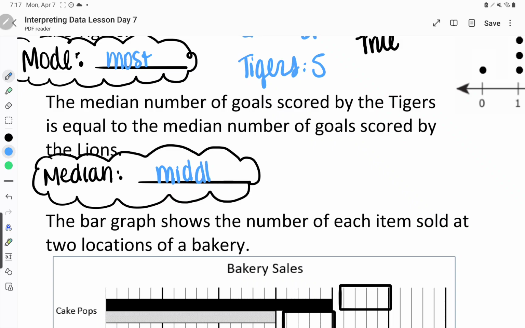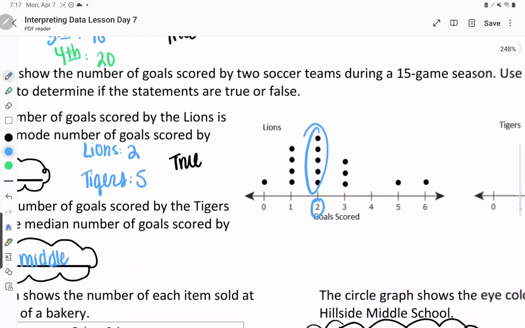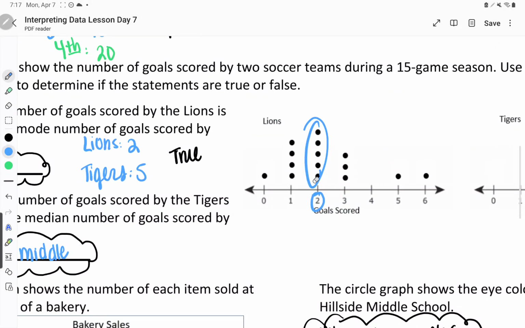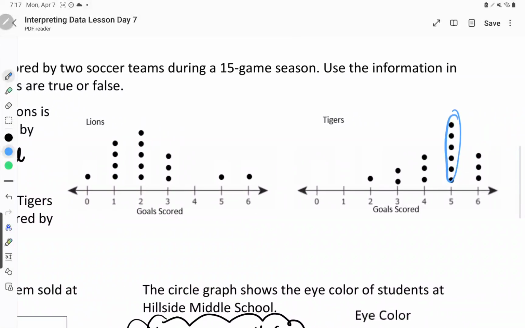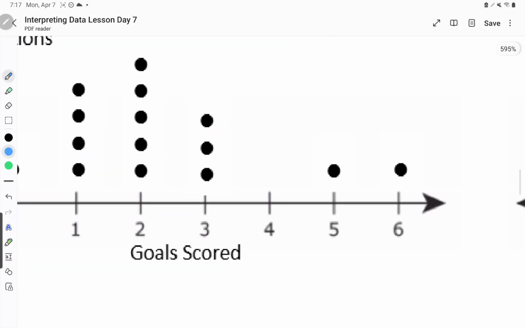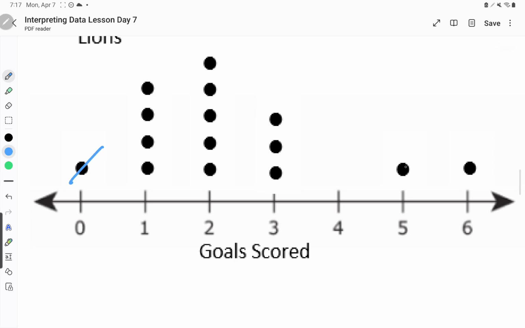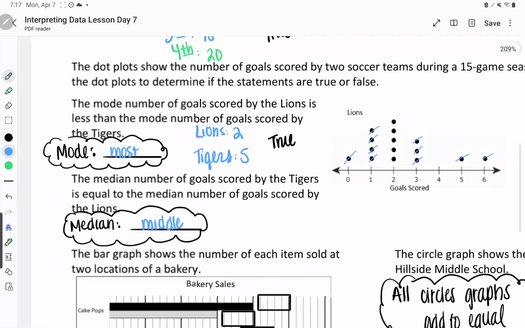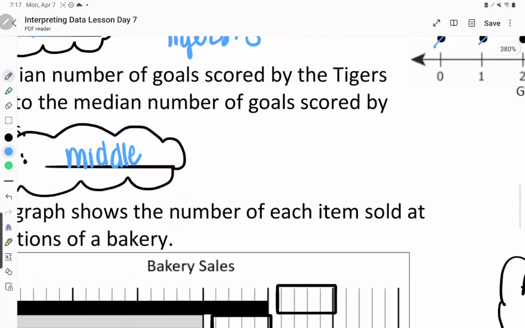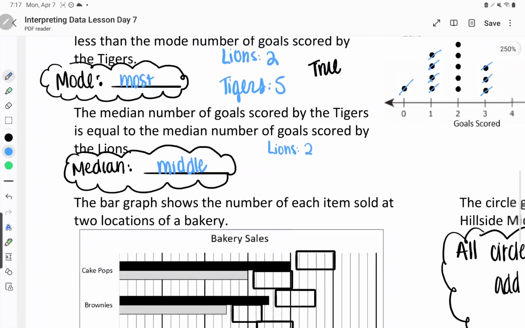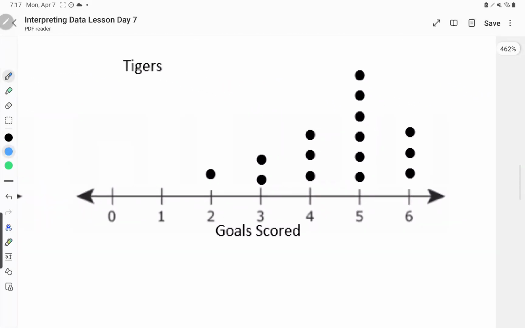Middle. And how do we find the middle of a dot plot? This is where you go through and you cross off the smallest dot and then the biggest dot, and the smallest dot and then the biggest dot. So let's go through and do that. And then you are just left with a bunch of 2s. So the median for the Lions is what? 2. Okay, so I want you to do the same thing that we just did for the Tigers.